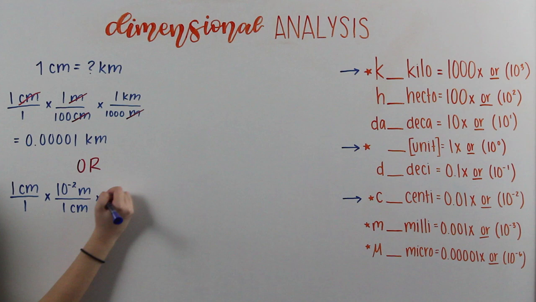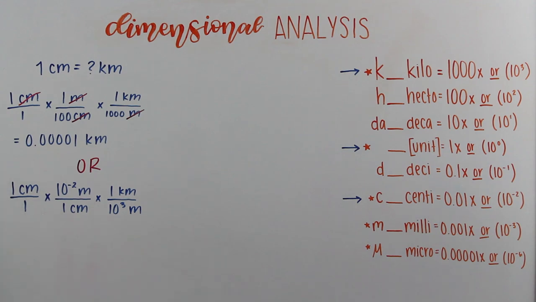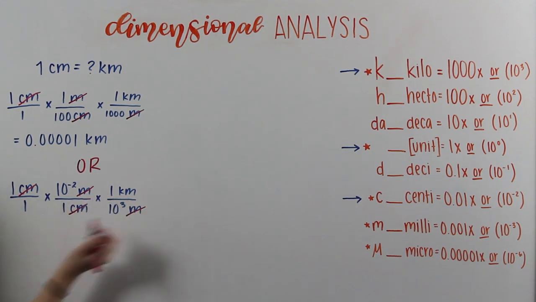Kilometer has the prefix kilo. According to the table to the right, 1 kilo is 10 to the third times the base unit, which means 1 kilometer is equal to 10 to the third meters. Following our rules of arranging conversion factors, we put 10 to the third meters at the bottom and 1 kilometer at the top. After crossing out all the units, we are left with the unit kilometer, which is what we wanted.